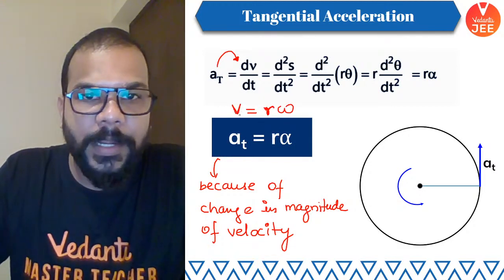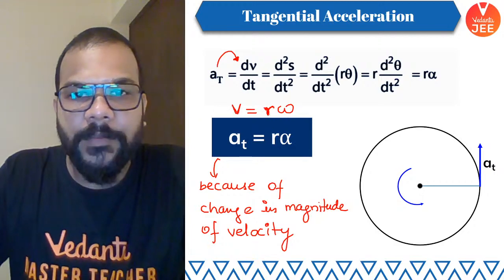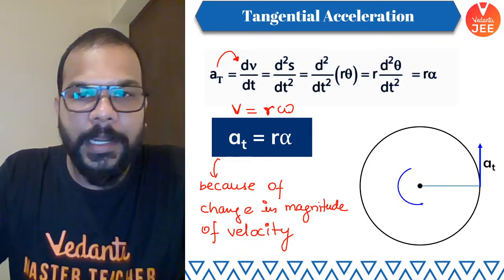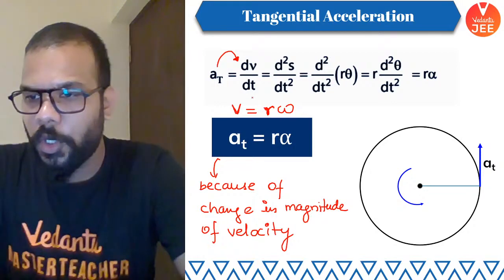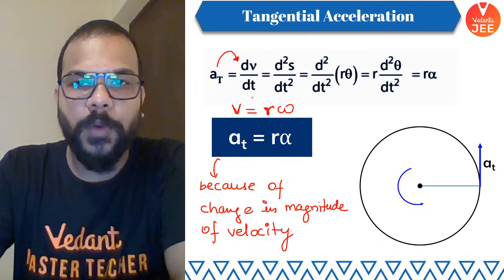You can get it from here also. If you write dv by dt, then dv by dt will give you r d omega by dt, and d omega by dt is alpha. Okay, awesome, perfect. Yes, Sonia, a equal to r alpha.